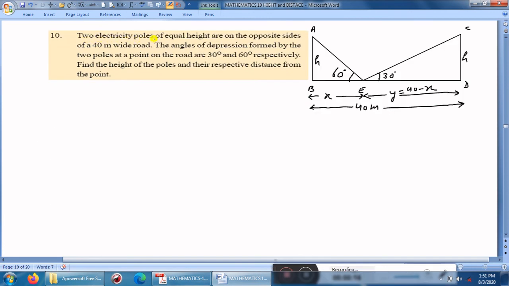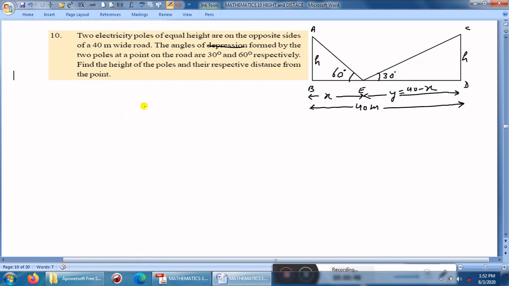Two electricity poles of equal height are on the opposite sides of a 40-meter wide road. This road BD is a 40-meter road and the equal poles have height H. Suppose the height of the pole is H. The distance from this point E is X and the second pole is at 40 minus X, that is Y. The angle of elevation, not depression, it is angle of elevation, so you can remember also. The angles of elevation are 30 degrees and 60 degrees respectively.